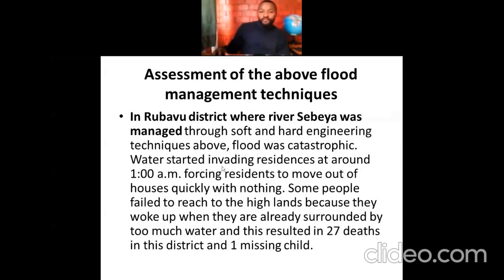In Rubavu, especially where the management scheme was put in place, we experienced a very serious flood that started from 1 a.m., since the rain had started at 4 p.m. at 10 p.m. I mean, and in Rubavu district itself, they had 27 deaths and one missing child.